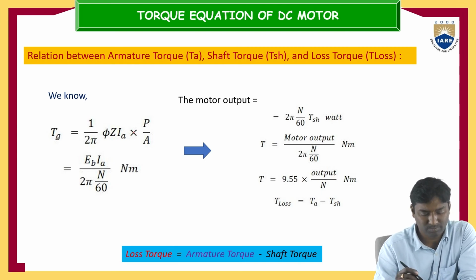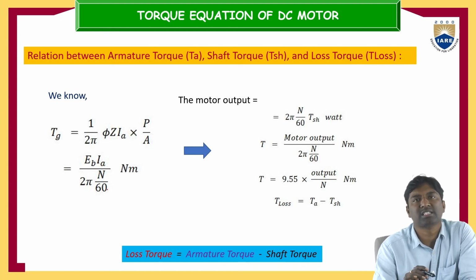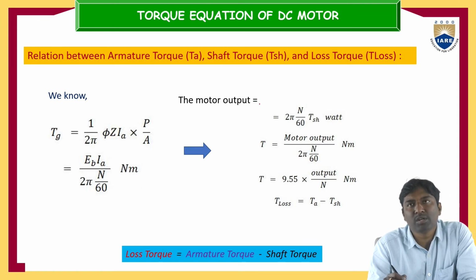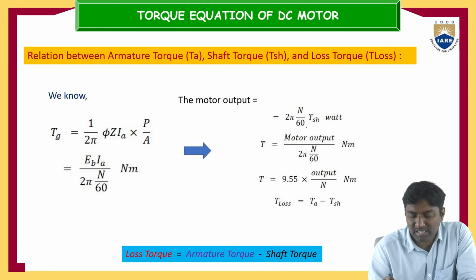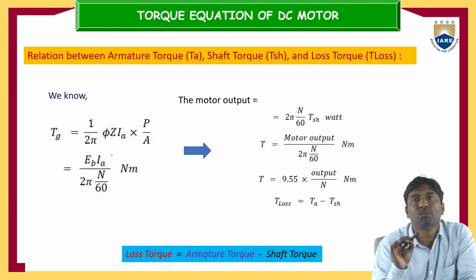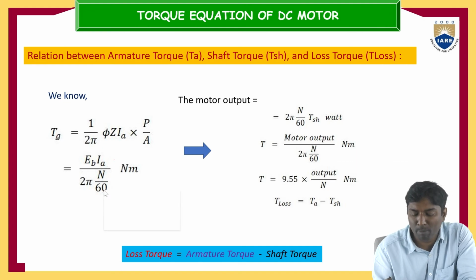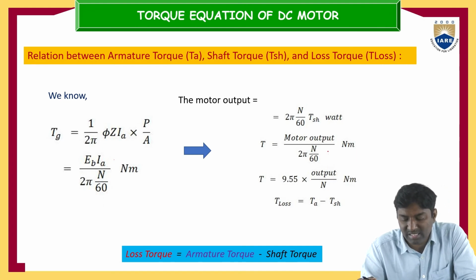Now we can rewrite this equation also like this: Eb into Ia divided by 2 pi N by 60 Newton meters. Now the total motor output is equal to 2 pi N divided by 60 into Ts, that is shaft torque, watts. Eb into Ia is nothing but the motor output, the mechanical power developed in the armature winding. That is motor output divided by 2 pi N by 60, Newton meters. If you simplify here, 9.55 into output by N, that is Newton meters.